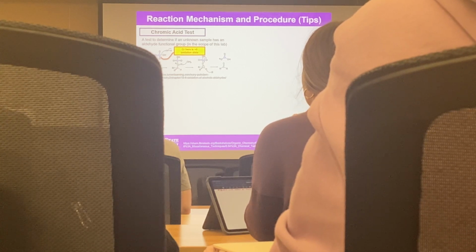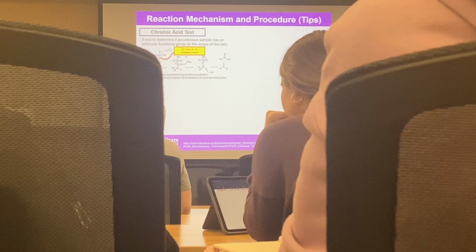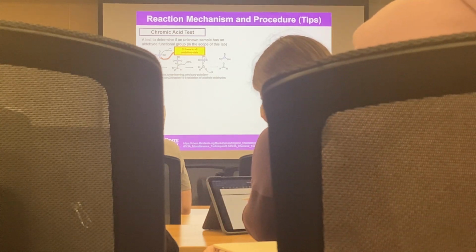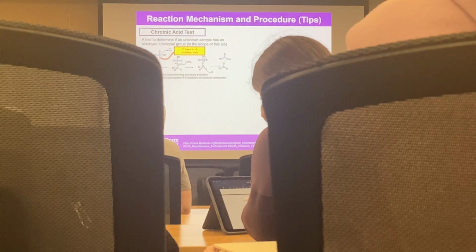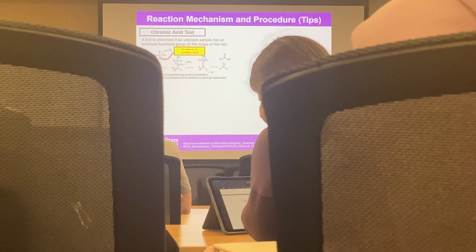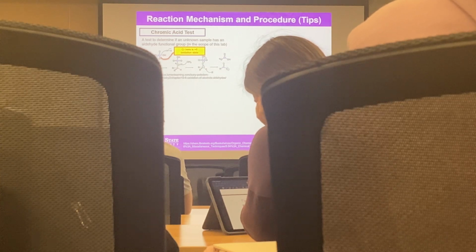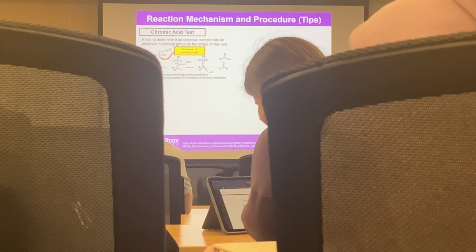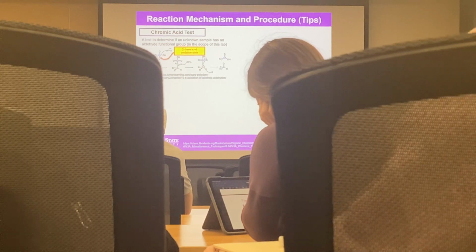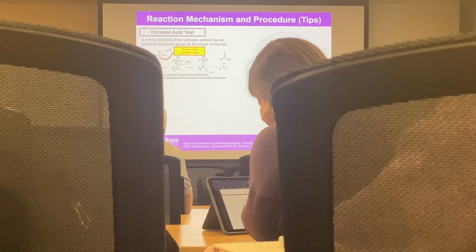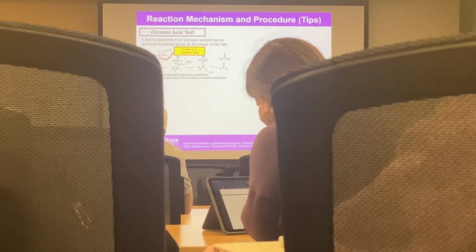So what it basically does is, if you look into the product after the series of reactions, this alcohol is converted into, can anybody tell me what this functional group is? That's a ketone. Thank you. Perfect. So the secondary alcohol is oxidized to a ketone. This is what happens with this chromic acid.